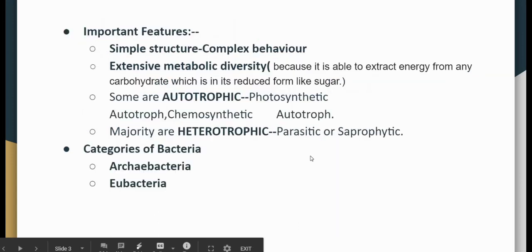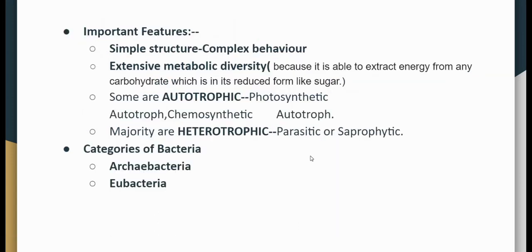Telling about some important features of the members of the kingdom Monera: almost all the members have very simple structure, but they have complex behavior. This complex behavior is due to the extensive metabolic activity that they exhibit. They are able to extract energy from any carbohydrate in its reduced form like sugar, so they can get energy from any form of carbohydrate. So their metabolic activity is very extensive. That is why they show complex behavior. But the structure is very simple.